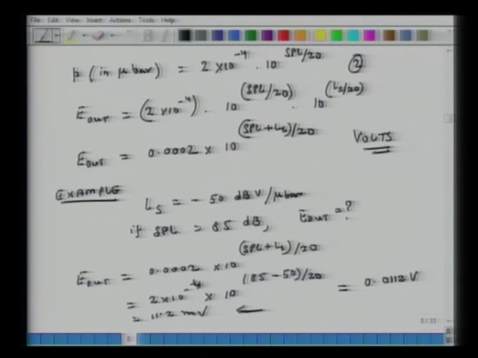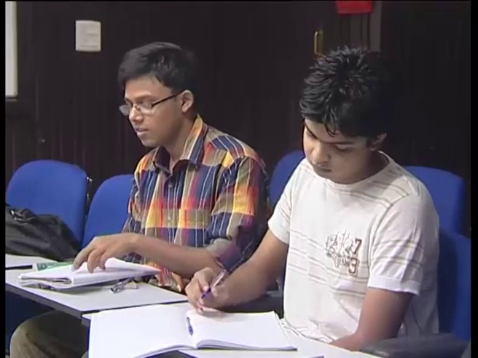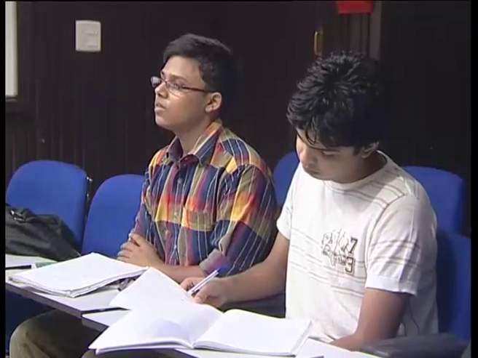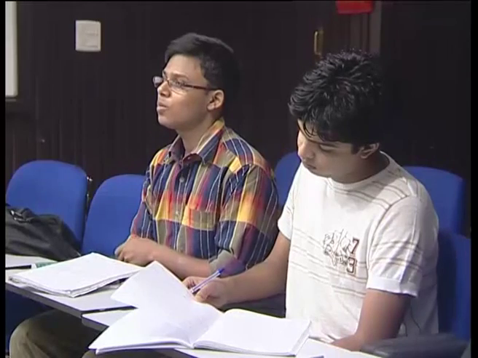I suppose LS has a unit decibel only, but it's just V by mu bar, it's just a representation, because if we see the definition of LS, it's just a ratio, and a ratio cannot have any unit. So it's V by mu bar to tell that it's not SPL or something like that. Yes, but to his point, if it is decibel, then there's no problem in subtracting. That is true.